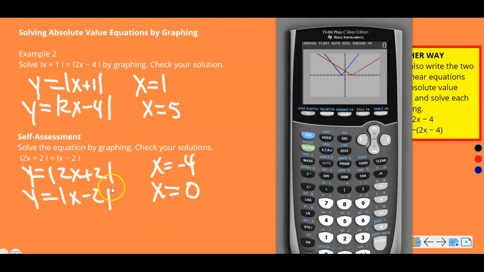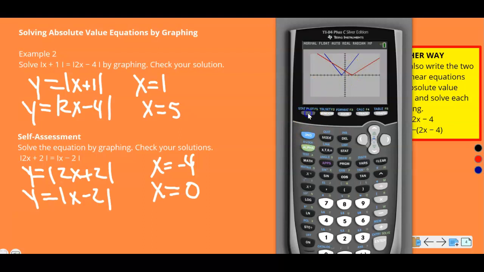All right, hopefully you took time to graph these and find the solutions. Hopefully you found x equals -4 and x equals 0. If you look visually, that should make sense. If you come over 1, 2, 3, 4, -4, you can see that there is an intersection point there. And if you look at x at 0, you can see that there is an intersection there.